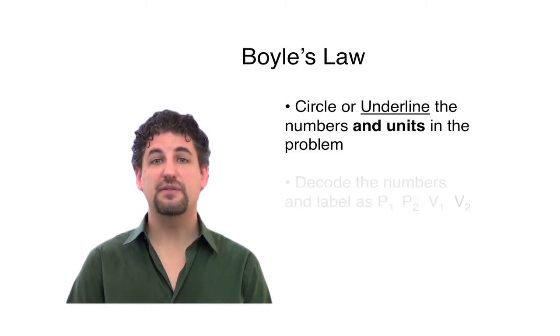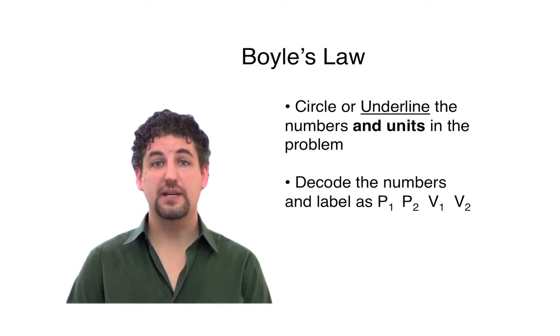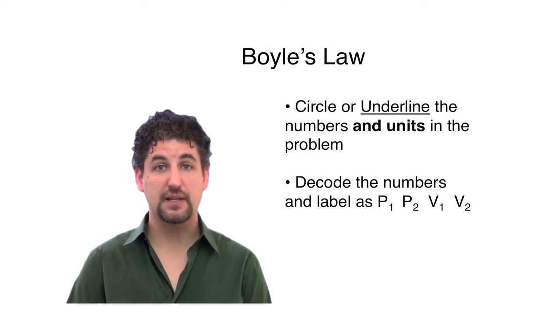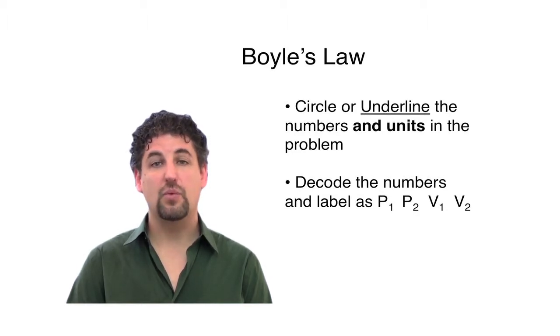So try to figure out from the problem what were the conditions initially, that is, what were the before conditions, and then figure out what were the conditions after some kind of change occurred. And then label as P1 and V1 for the initial conditions and P2 and V2 for the final conditions. Now, remember, one of these is going to be missing, okay? You're going to solve for the one that is missing.